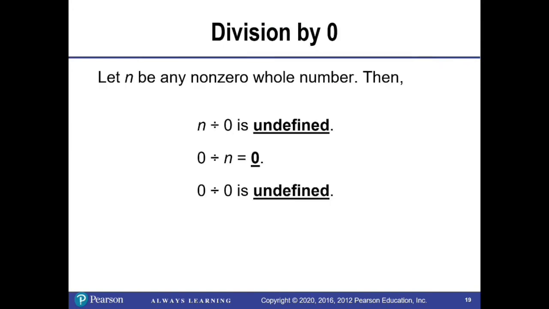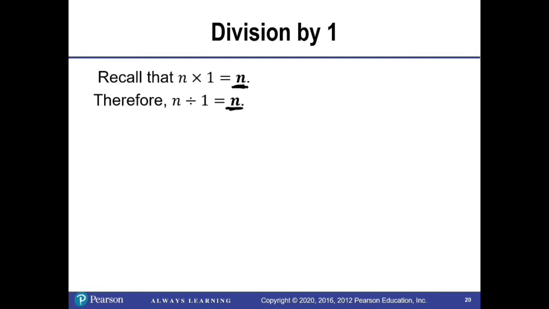So to summarize, n divided by 0 is undefined, 0 divided by n is 0, and 0 divided by 0 is undefined. So if you ever divide by 0, as in the first and the third, notice that your answer is undefined. What happens when we divide by 1? Well, remember, n times 1 equals n. We have our relationship between multiplication and division. So here, n divided by 1 is n because n times 1 equals the n that we started with.